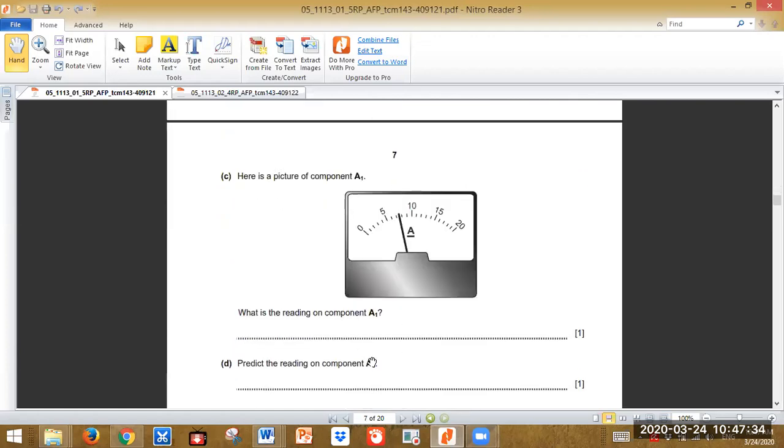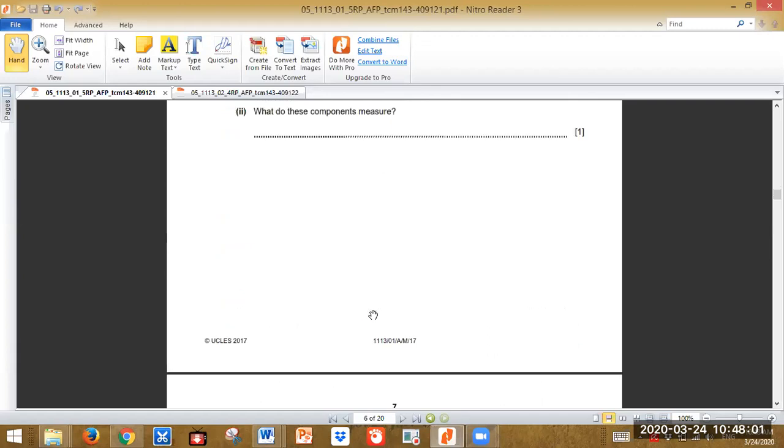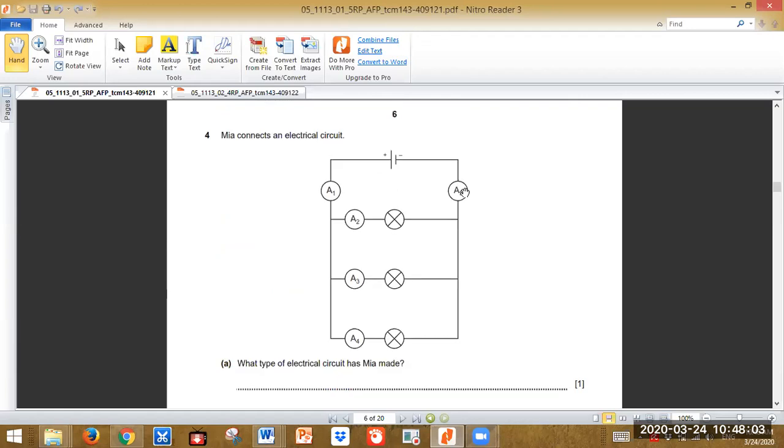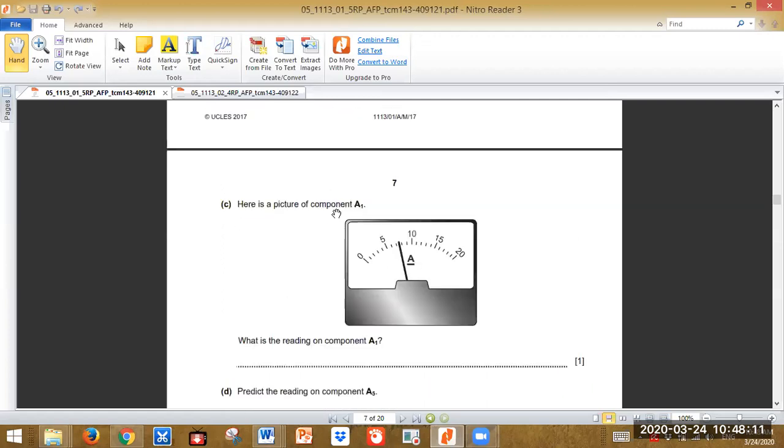Here is a picture of component A1, okay? What is the reading on component A1? So it would be 7.5, as this is 5, 6, 7. So the pointer is in between 7 and 8. So it makes sense if you write 7.5 amperes. D, predict the reading of component A5. If you have a quick look here at A5, logically, A5 will read the same reading as A1, so it will be 7.5 amps also.